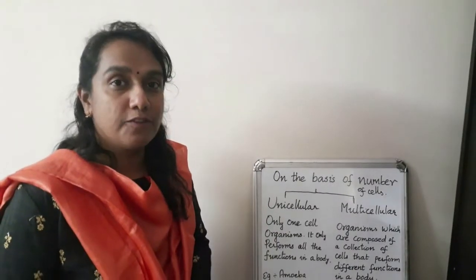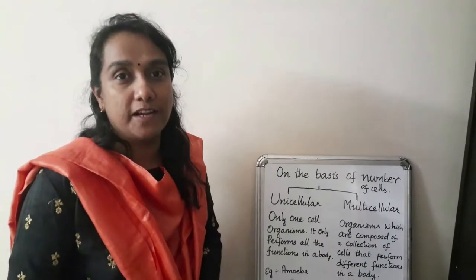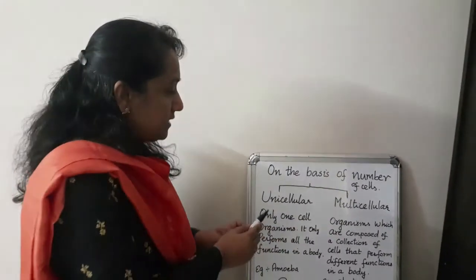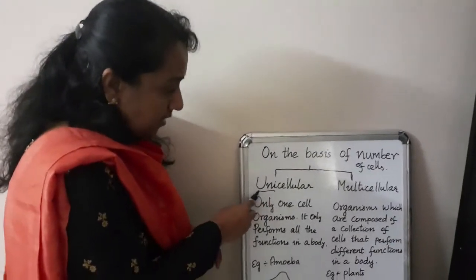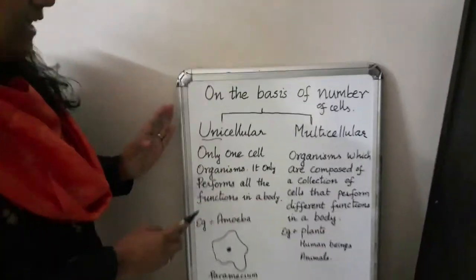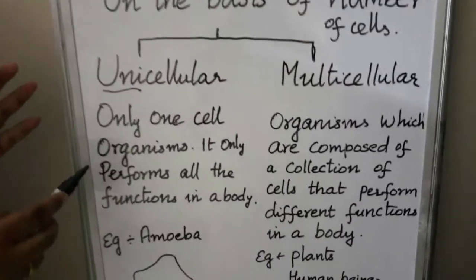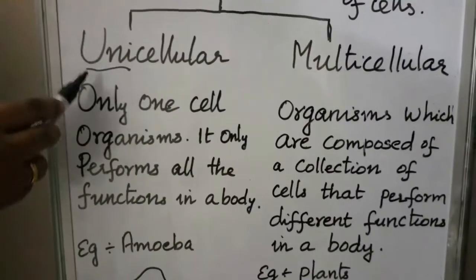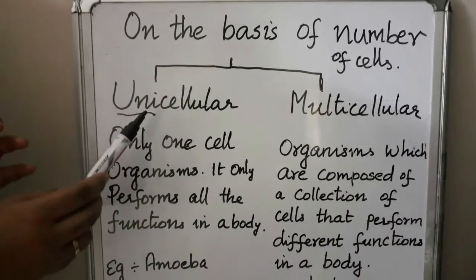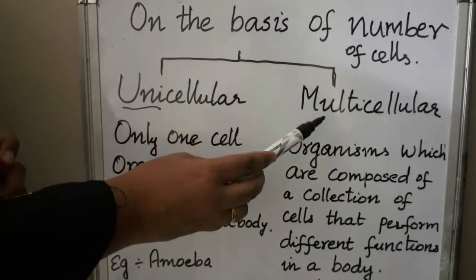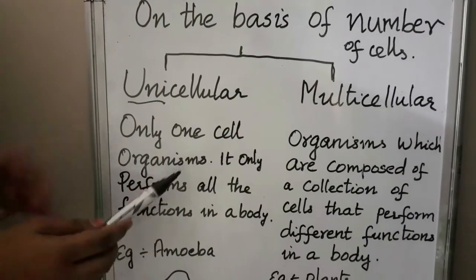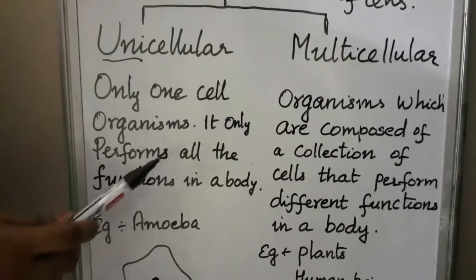On the basis of number of cells, the organisms are divided into unicellular and multicellular. Unicellular means, uni means one. Only one-celled organisms are called unicellular. It alone performs all the functions of the body.